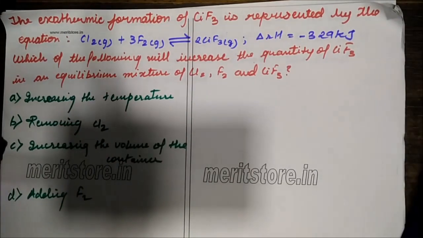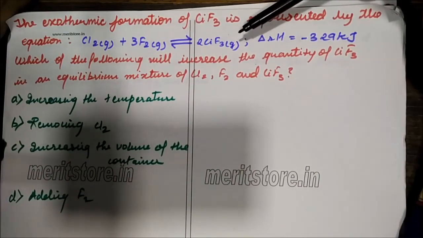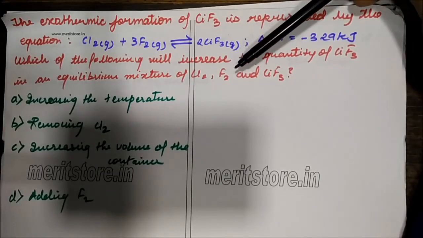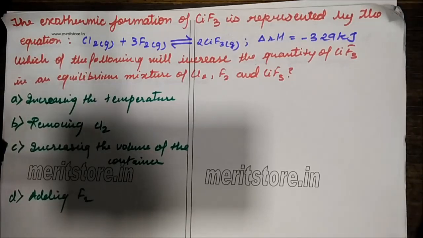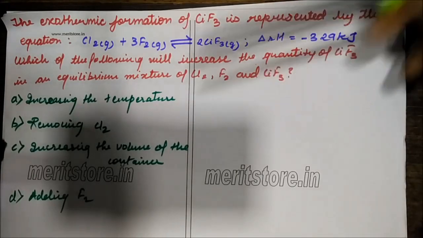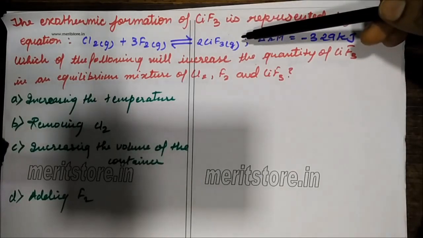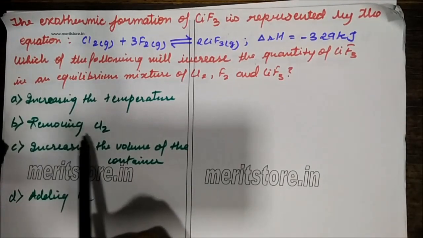The next question says exothermic formation of ClF3 is represented by this equation. Which of the following will increase the quantity of ClF3 in an equilibrium mixture of Cl2, F2 and ClF3? See, this reaction has already reached equilibrium. The first says increase in temperature. So if you increase the temperature, will the yield be increased? No. Second, removal of Cl2.